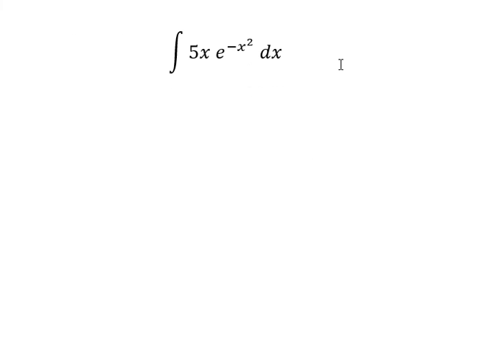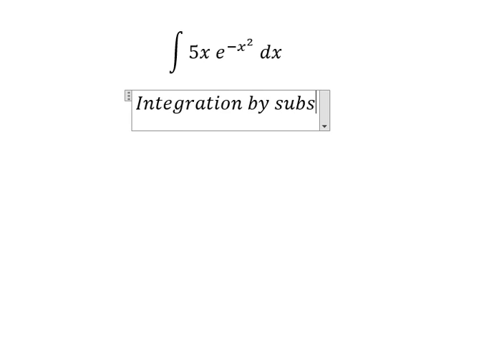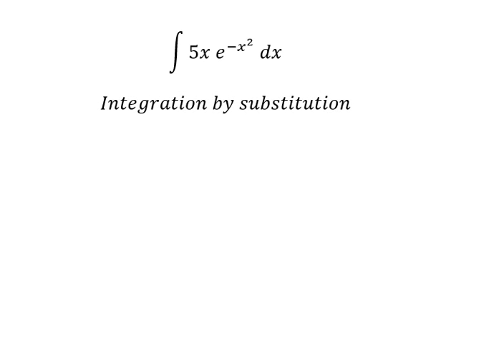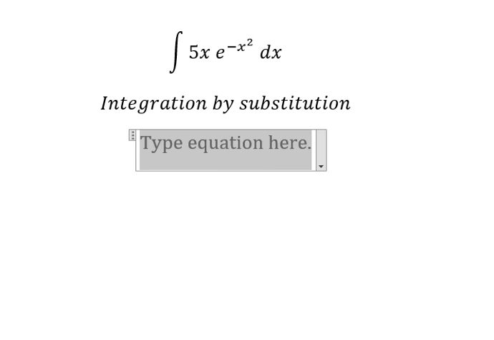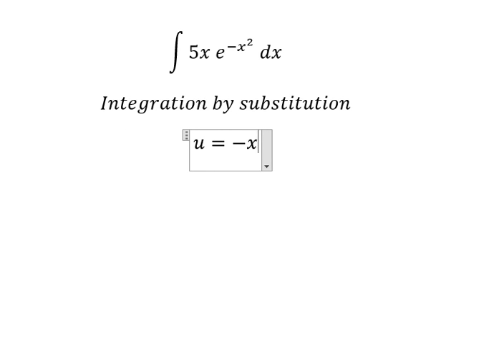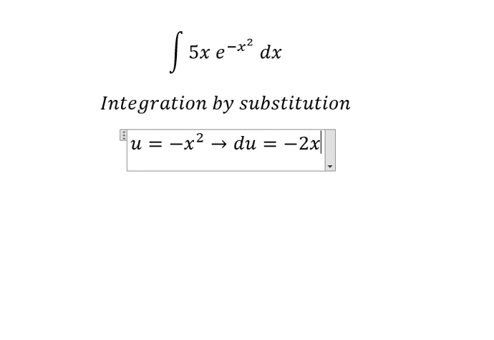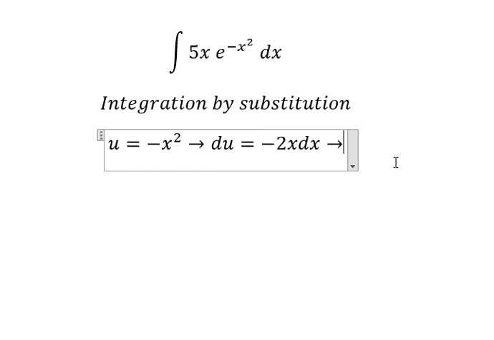Now let's go to the second one. We need to use integration by substitution. So I need to put u equals negative s squared. Later, we do the first derivative for both sides, and we have negative 2s dx. Because we don't have negative 2 here, we need to divide both sides by negative 2.